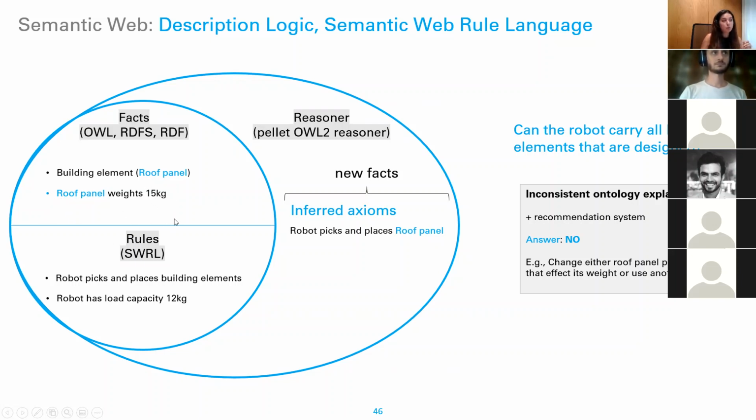Then you have some rules or restrictions, let's say a cyber-physical construction site where the robot needs to build this building. The robot has a load capacity of 12 kilograms. Then we have these four axioms, and we can use a reasoner to infer new knowledge.